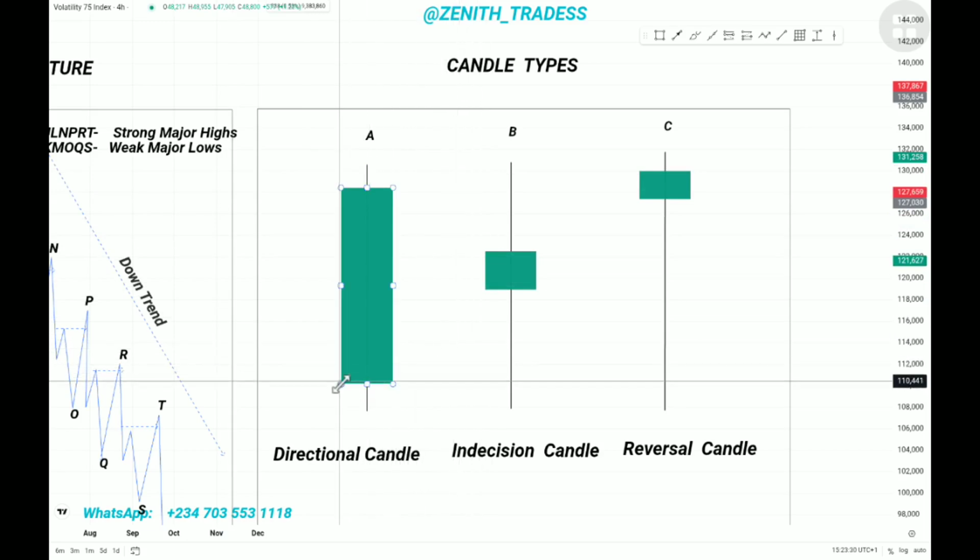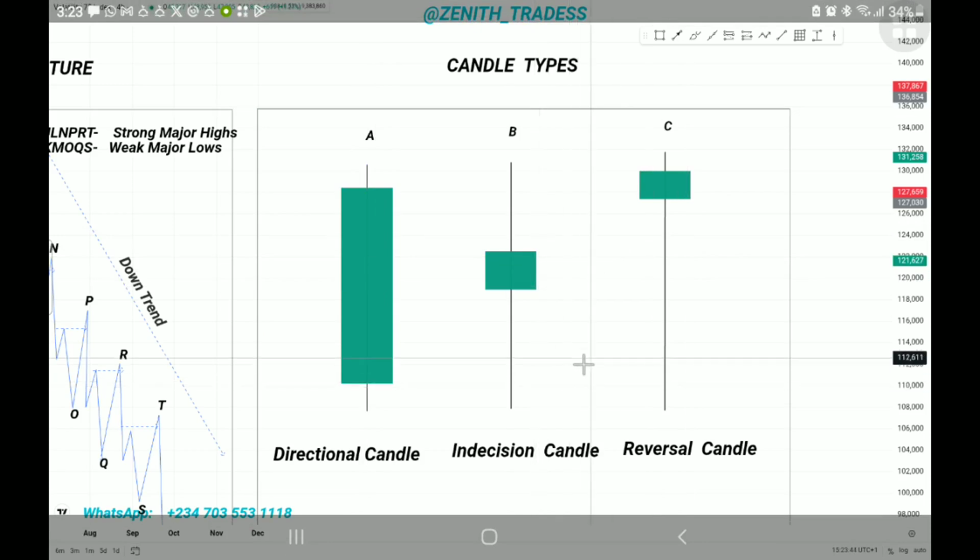The opening is here for bullish. The opening will be here for bearish, and this time it will be a red candle, right? So this is a directional candle. It is a candle that has a longer body relative to the wick. The wicks are small.